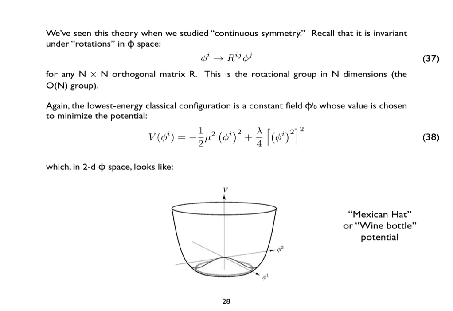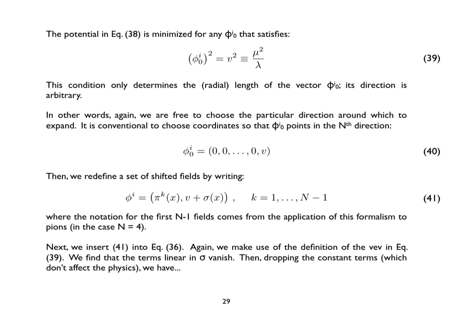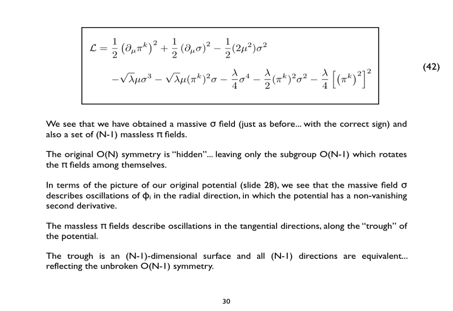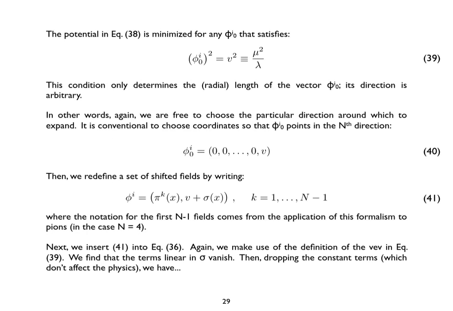Okay, so in this continual field space, we have something that looks like the bottom of a wine bottle, or Mexican hat potential, whatever you want to call it. And we find that the value of the minimum in this case is just mu squared over lambda, or the VEV squared.